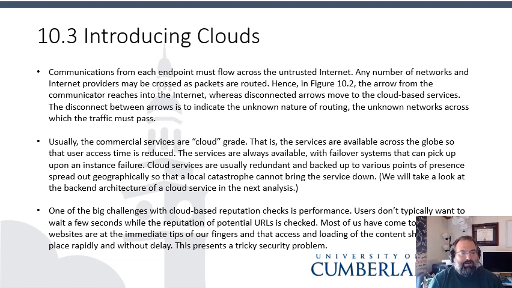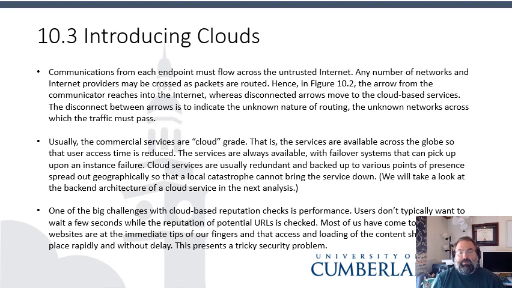So let's talk a little bit about clouds. Communication from each endpoint must flow across the untrusted internet. Any number of networks and internet providers may be crossed as packets are routed. Hence, in figure 10.2, the arrow from the communicator reaches into the internet, whereas disconnected arrows move to the cloud-based services. The distinction between arrows is to indicate the unknown nature of routing and the unknown networks across which the traffic must pass. Usually the commercial services are cloud grade.